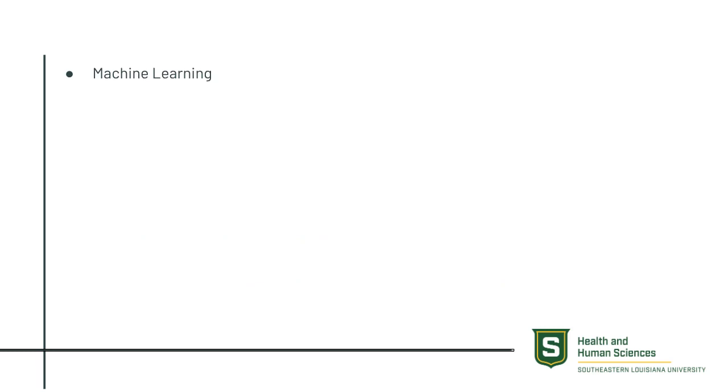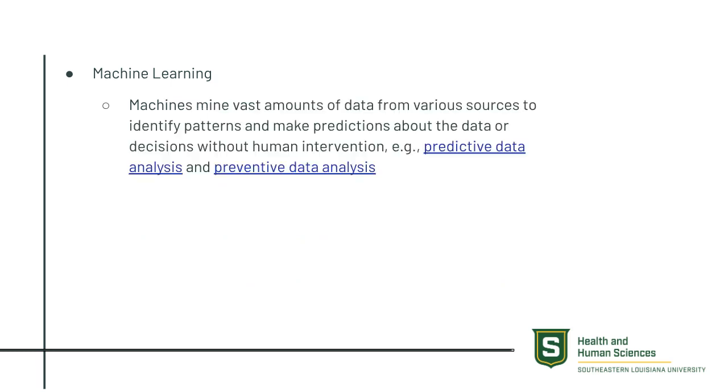Another way that we have used cognitive informatics in healthcare would be machine learning. Machine learning is a subset of artificial intelligence, but it's focused on mining vast amounts of data from various sources to identify patterns and make predictions about the data or decisions without any human intervention whatsoever. So it's in the area of predictive data analysis. I have included a link to a study about it in case you're interested, and also preventive data analysis. This is where machine learning comes very handy.